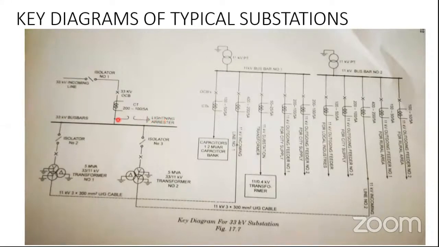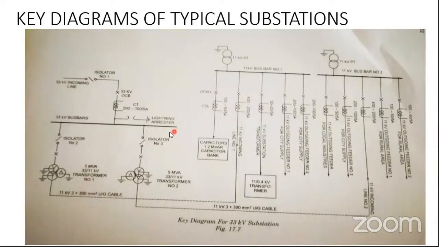What is the purpose of this lightning arrestor? In case of lightning, the arrestor will take the extra voltage, the high voltage due to the lightning surge, and bypass it to earth to safeguard the system. Here we have a 33 kV bus bar.